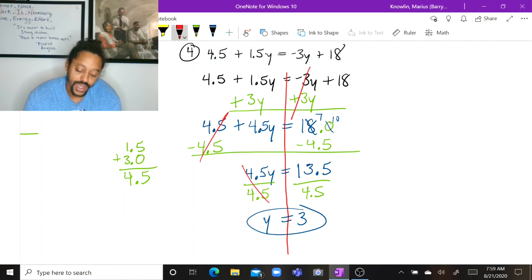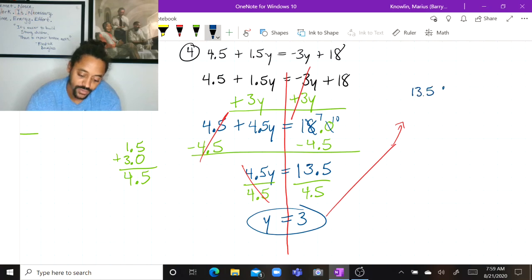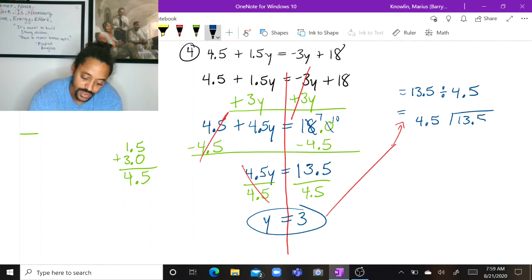We're going to talk about how we got positive 3 as the answer. Okay? So first thing, this problem right here we can rewrite as a division sentence, 13.5 divided by 4.5, right? Now, that's one way of writing it. When we write it as long division, the 4.5 goes on the outside and the 13.5 goes on the inside.